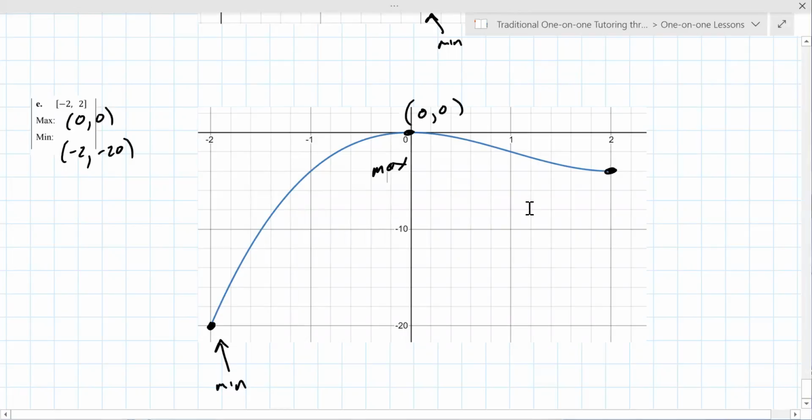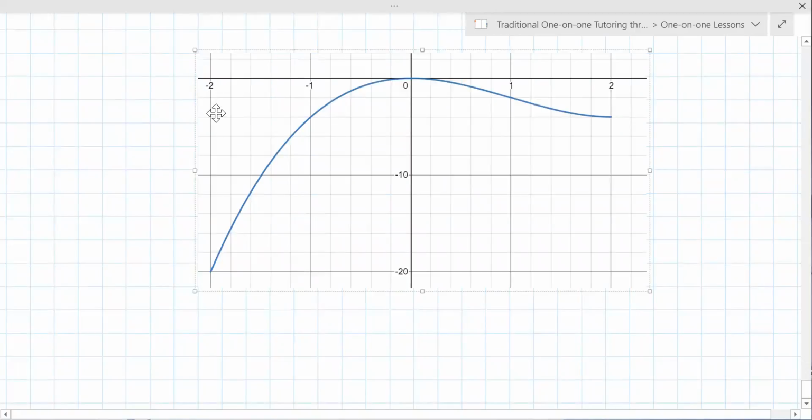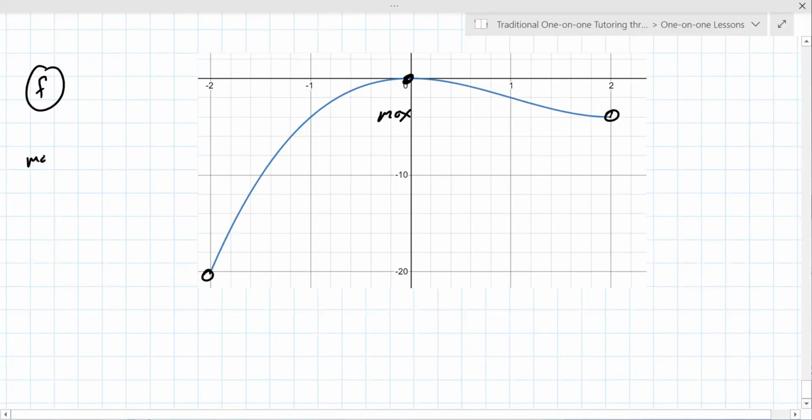And then similarly for part F, it's now an open interval. These are bubbles. They're not filled in. So it does have a max at 0, 0, but no min, because there's no point there.